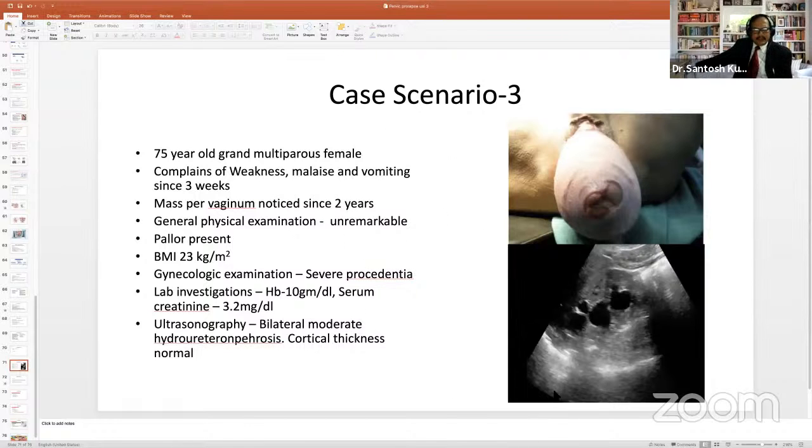The third case is a 75-year-old female with multiple problems: procidentia, with bilateral hydronephrosis, with raised creatinine.